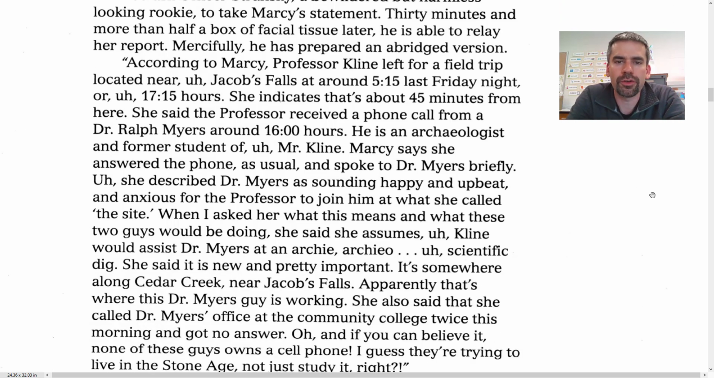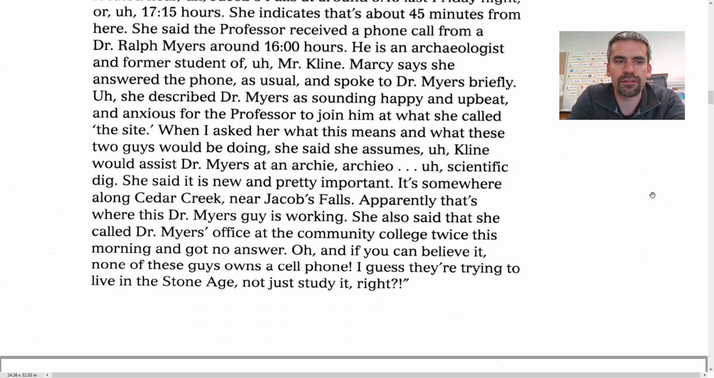According to Marcy, Professor Klein left for a field trip located near Jacobs Falls at around 5:15 last Friday night, or 17:15 hours. She indicates that's about 45 minutes from here. She said the professor received a phone call from Dr. Ralph Myers around 1600 hours. He is an archaeologist and former student of Mr. Klein. Marcy says she answered the phone as usual and spoke to Dr. Myers briefly. She described Dr. Myers as sounding happy and upbeat and anxious for the professor to join him at what she called the site.